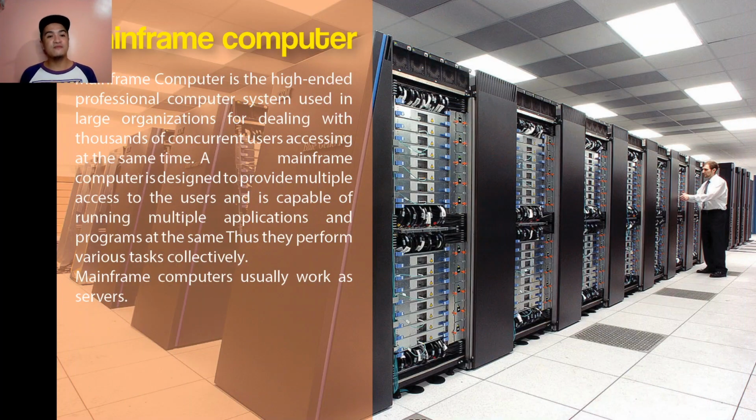Okay, now we also have the mainframe computers. A mainframe is a high-end professional computer system used in large organizations for dealing with thousands of concurrent users accessing it at the same time. A mainframe computer is designed to provide multiple access to users and is capable of running multiple applications and programs at the same time. Just like I said in the previous video, the main difference is that a mainframe computer, unlike a supercomputer, does all the applications and processes together at the same time. Thus they perform various tasks collectively. Mainframe computers usually work as servers, just like what we can see in the picture. A very good example of mainframe computers is servers.